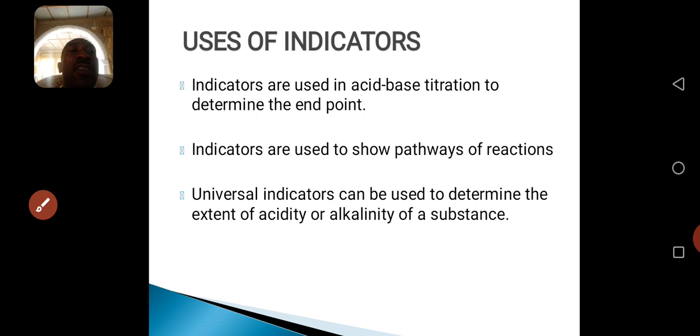Now let's look at uses of indicators. As we have just explained, they are used in acid-base titration to determine the endpoint. Then they are also used to show pathways of chemical reactions. Because of the color, you will know where a particular reaction has reached, and you will know the medium of that particular reaction. Then universal indicators can also be used to determine the extent of acidity and alkalinity of a substance.